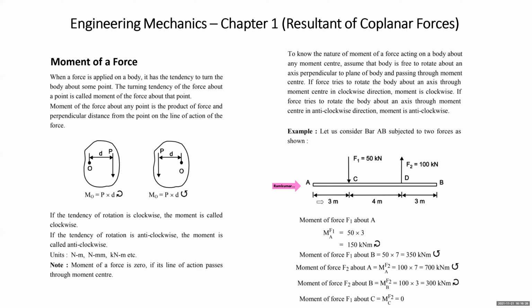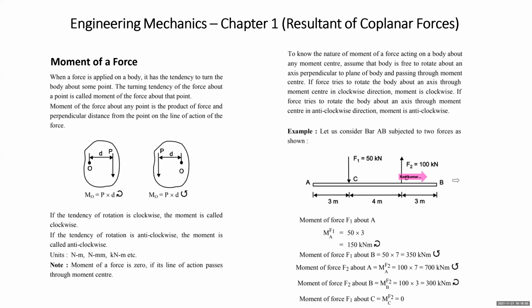Identically, we will take moment center B. Moment of force F1 about B. Now we assume an axis through B, the moment center. Force F1 will try to rotate this bar in anti-clockwise direction about B. So the moment is anti-clockwise. 50 into 7 is the perpendicular distance, that is 350 kilonewton meter anti-clockwise.